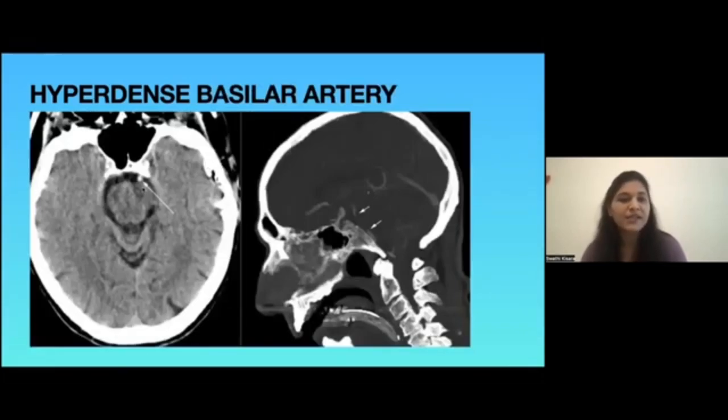This is an axial CT image showing a hyperdense basilar artery. This is the basilar artery. The normal basilar artery is not hyperdense, whereas in stroke, the hyperdensity is because of the intraluminal thrombus. And the corresponding angio image shows a flow defect in the basilar artery.